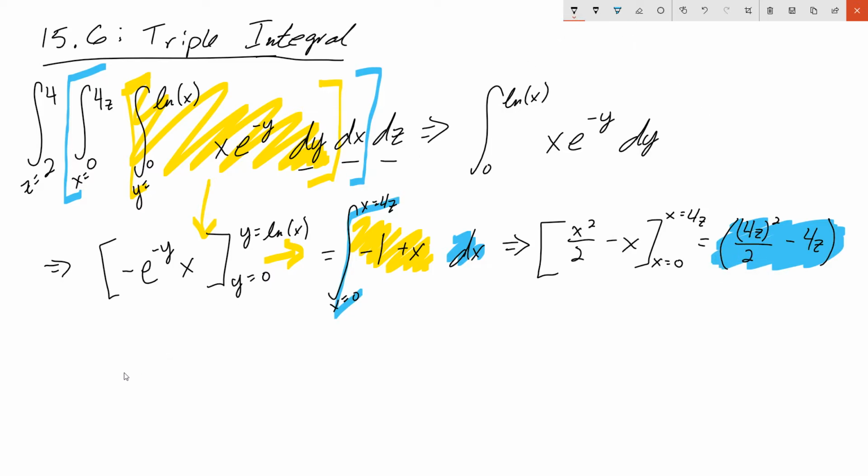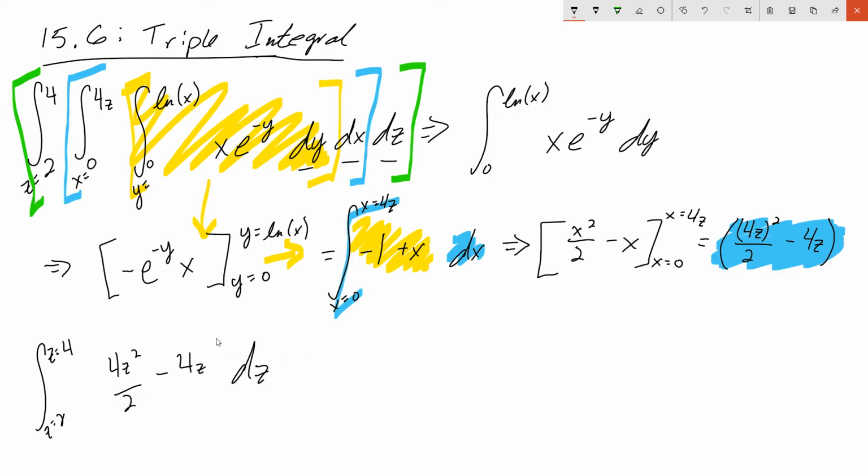So we'll repeat that process one more time. Let's highlight that again. So now we're looking at the green zone, and this is just going to be an integration with respect to z. So we have z equals 2, z equals 4, 4z squared over 2 minus 4z, and again, integrating with respect to z. That should have brackets.